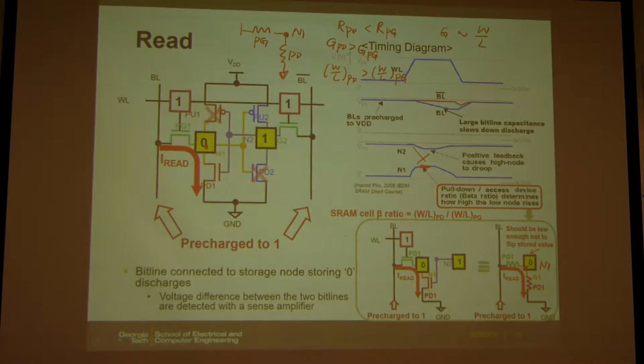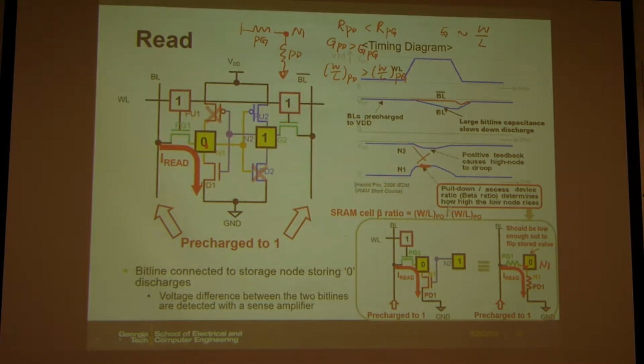And here we define this W over L ratio as a beta ratio. Here we see the W over L of the pull-down divided by the W over L of the pass-gate. We define that as a beta ratio. And the beta ratio you want to be large to satisfy that requirement. Okay, so this is the sizing of the transistors for the read operation.